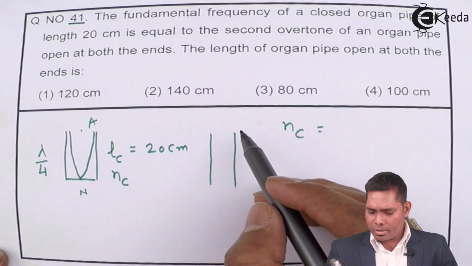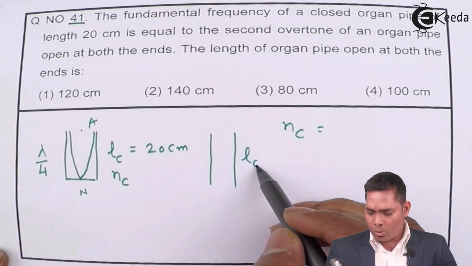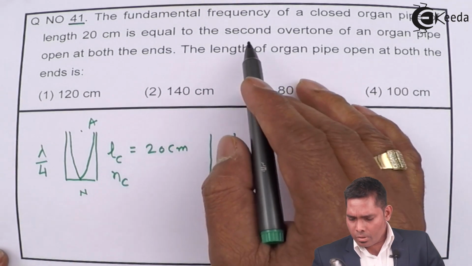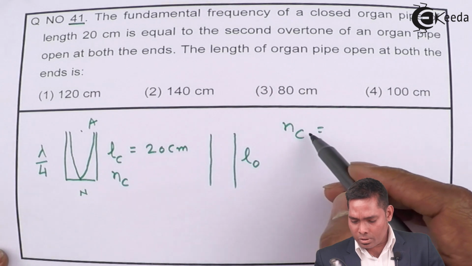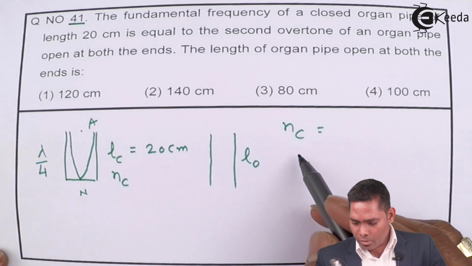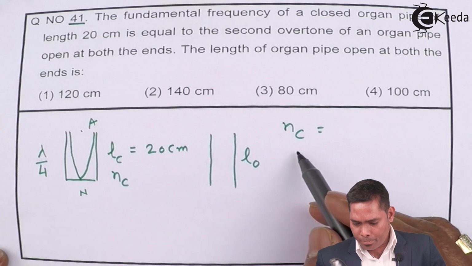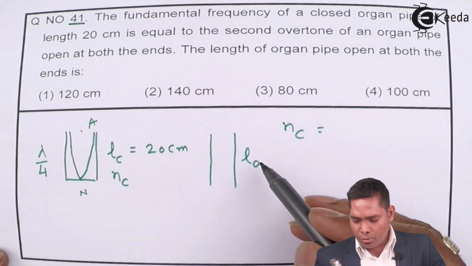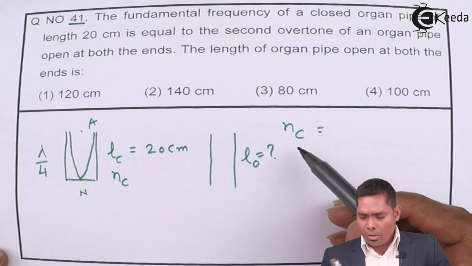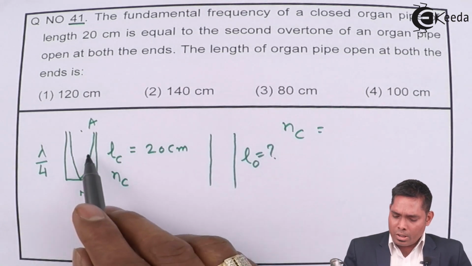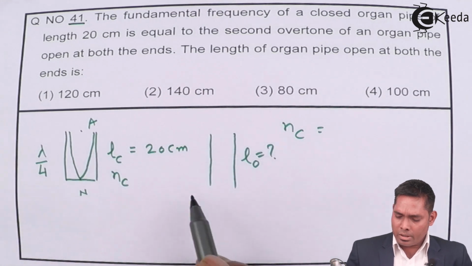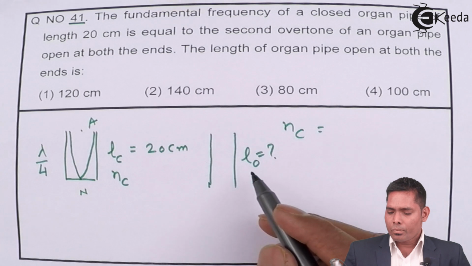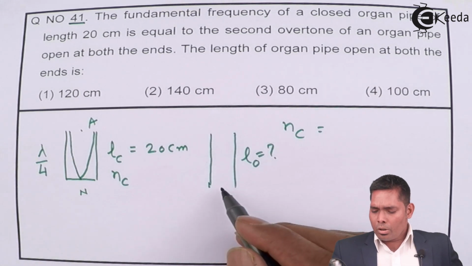So if I have a pipe which is open at both ends, let the length of this pipe be LO, O stands for open, C stands for closed. The second overtone of this open pipe. So you have to find actually LO when the fundamental frequency of this mode is equal to the second overtone of the open tube. What is the second overtone in an open tube?